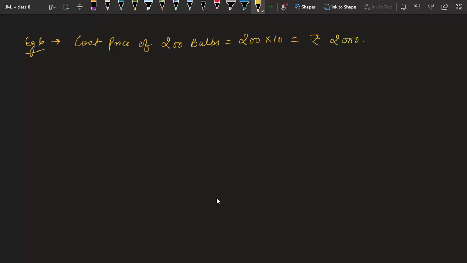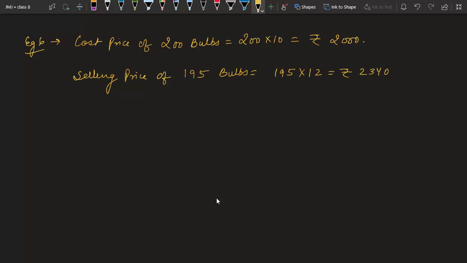Now they are saying 5 bulbs were fused, so they cannot be used to sell and had to be thrown away. Now he is remaining with only 195 bulbs, so he has to sell that only, and the remaining were sold at rupees 12 each. So the selling price of 195 bulbs is given by 195 into 12, that is rupees 2340. Okay, now find the gain or loss percent.